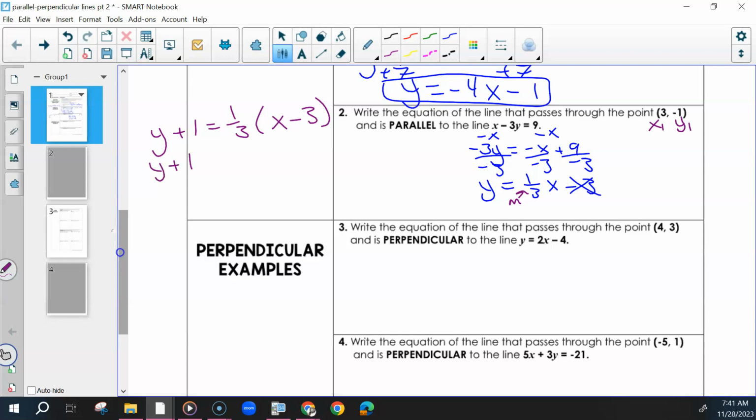Is the Delta Math on this too? Yes, the parallel and perpendicular line sets Delta Math is due on Friday. Half of it was what we did yesterday, the other half is this.